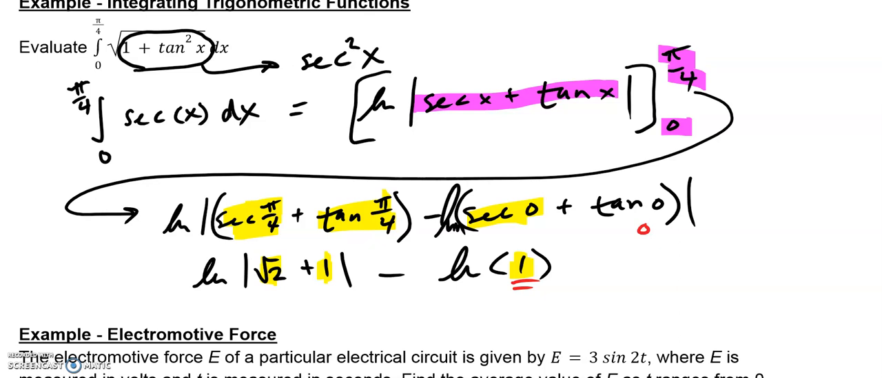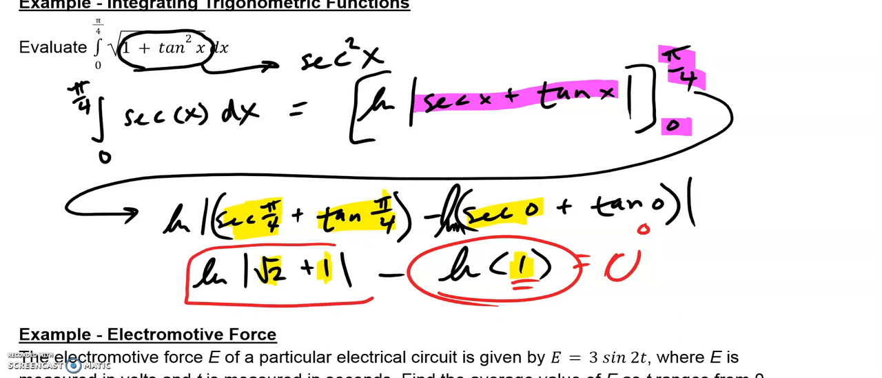I guess the tangent of 1 is just 0. So we can forget about that. Or sorry, not the tangent, but the natural log of 1. That's equal to 0, and so our answer really is just natural log of the square root of 2 plus 1, and that is as far as we can go for this one.